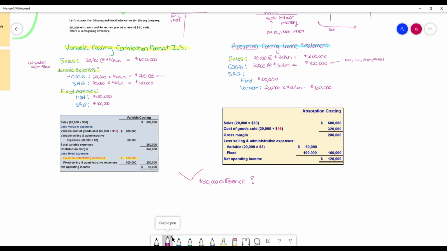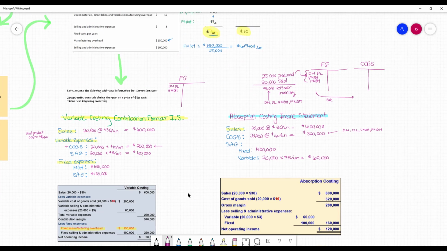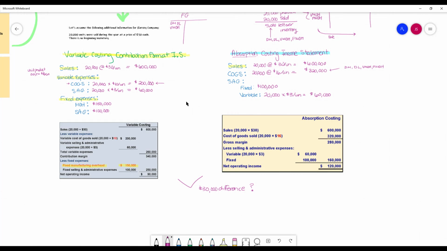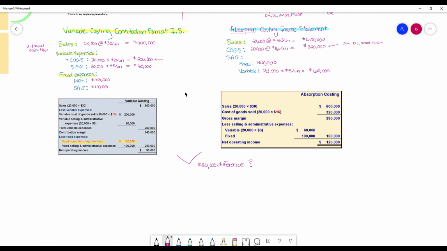Now remember, if we go back to the top here, we produced 25,000 units, but we ended up selling 20,000. So in this case, the amount that we produced is greater than the amount that we sold. When that happens, when you produce more than you sell, you have leftover inventory.